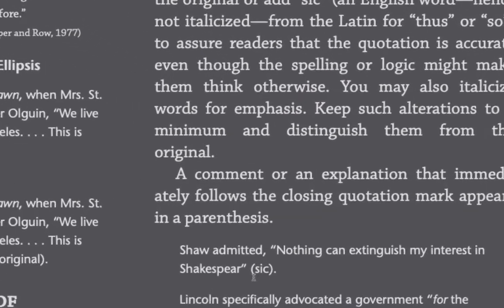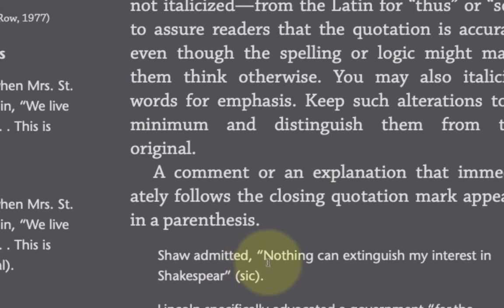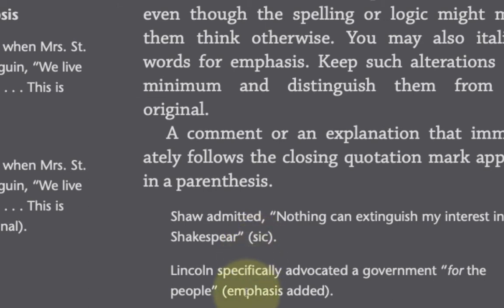Included here, as in this example, "shall admit it, 'nothing can extinguish my interest in Shakespeare [sic].'" Sic is used because Shakespeare's name is misspelled. There's an error here. So when there's an error, or if you are emphasizing something, as in this example here, "Lincoln specifically advocated a government 'for the people' [emphasis added]," you put either sic or emphasis added in parentheses to indicate the change.